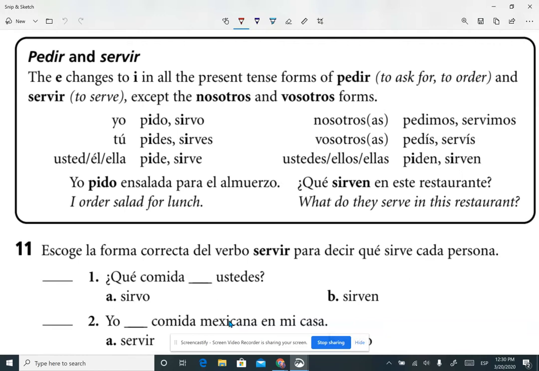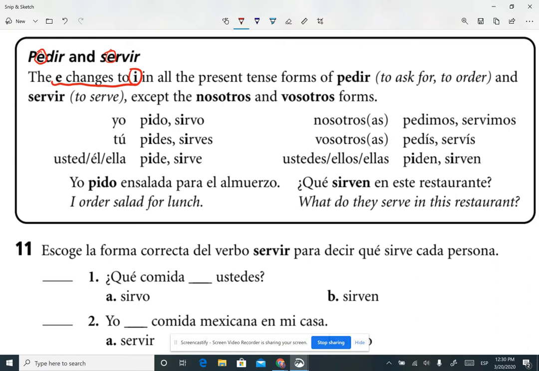Okay, amigos, so we're talking about pedir and servir, the two verbs. The reason we're doing these together is because pedir and servir are both what we call E to I stem changing verbs. So that's this part right here. So the E and this little E right here are going to change to an I.